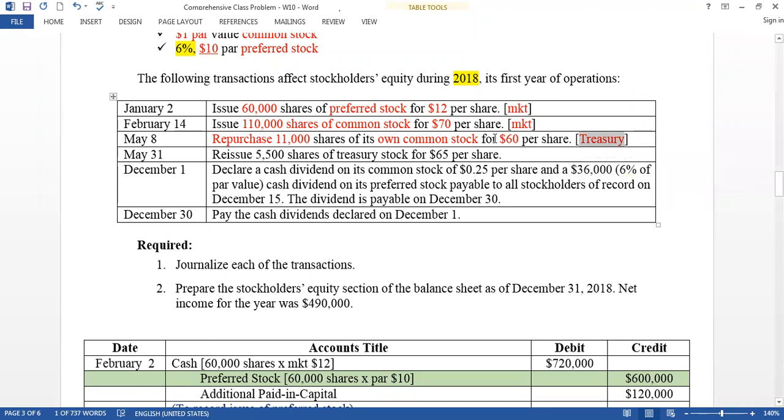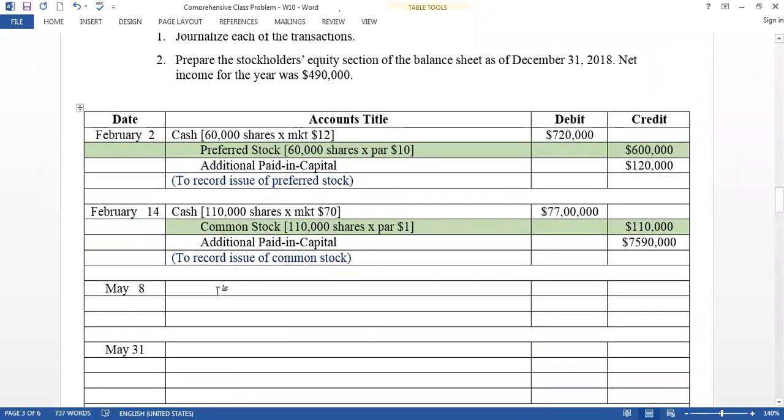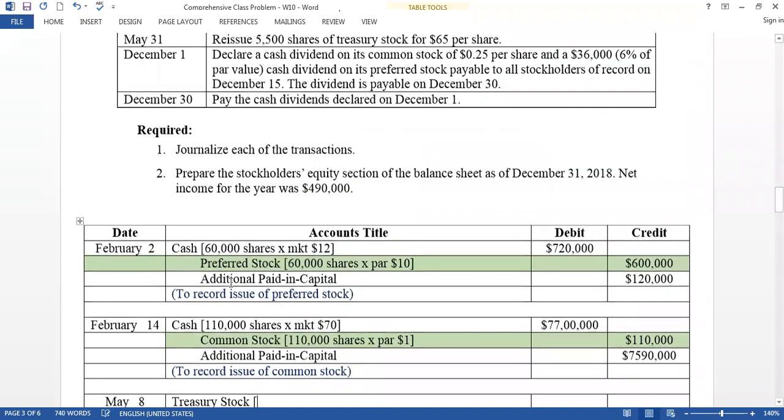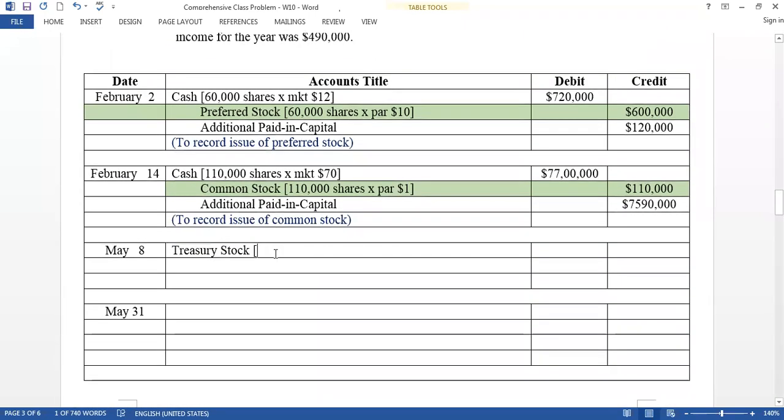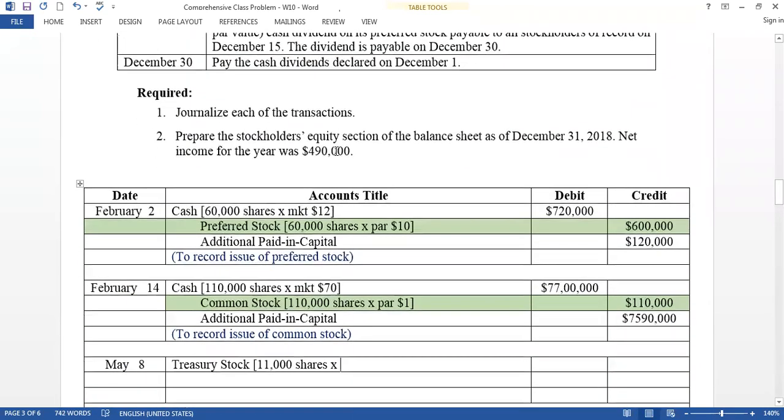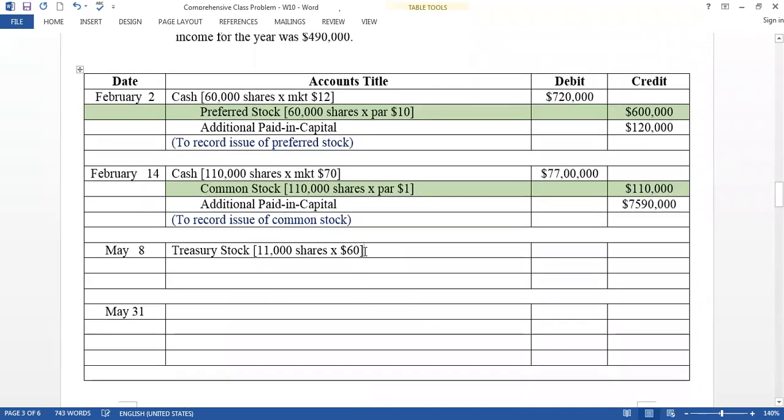So the company repurchased treasury stock, and what is the amount the company paid? The company paid $60. So the journal is: treasury stock, now increasing because the company bought back treasury stock, debit. And how many shares did the company buy back? 11,000 shares. And the cost the company pays is $60. This is the cost price. So you have to remember that the $60 is called the cost price.